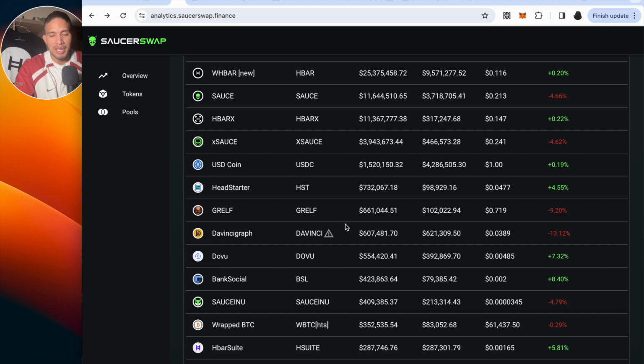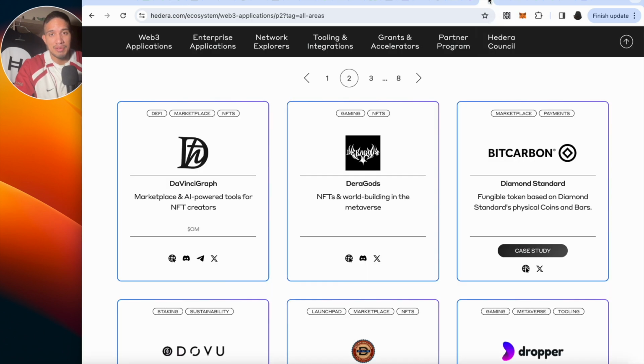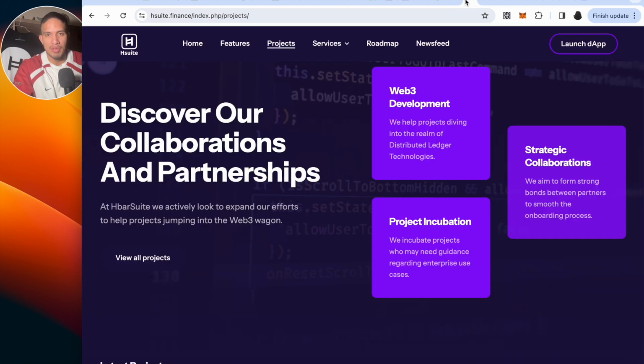You see it right here, and it started with 600,000 in liquidity, bam, which is a ton. That's a ton of liquidity. Okay, so it's DaVinci Graph. They are a marketplace and AI-powered tools for NFT creators. So they are a token manager platform, which is big. And I'll dive deep into that one following my HSUITE dive.